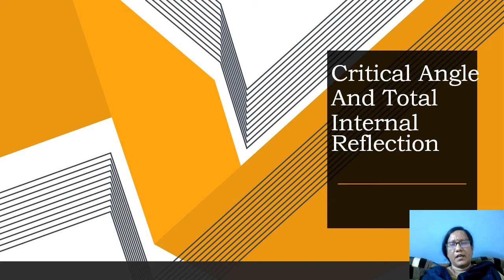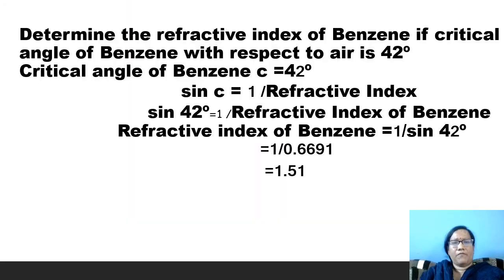Children, let's do an activity and some problems from critical angle and total internal reflection. So one problem is here. Determine the refractive index of benzene. Determine the refractive index of benzene if the critical angle of benzene with respect to air is 42 degrees.